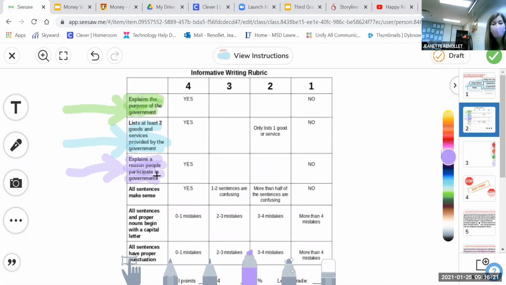What is your reason why? What's your explanation why people participate? Go check your writing. You have 2 minutes. Look for a reason. If you do not have a reason, this is a time to add it to your writing.